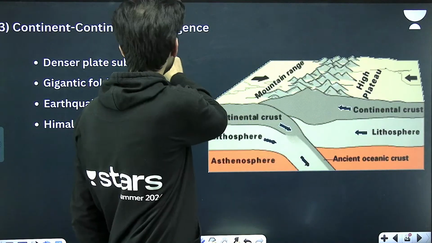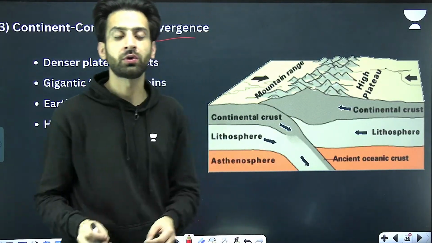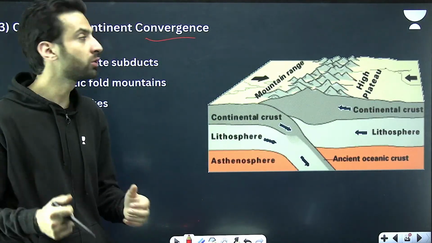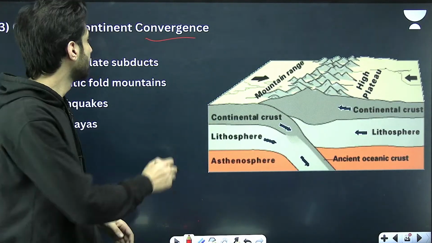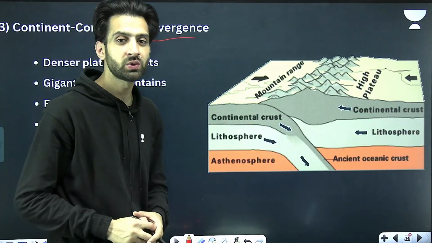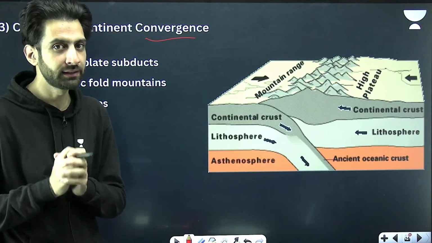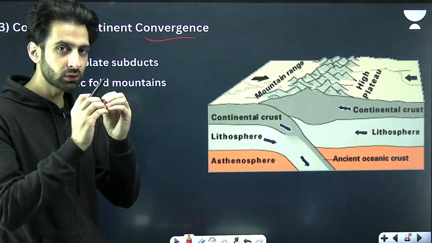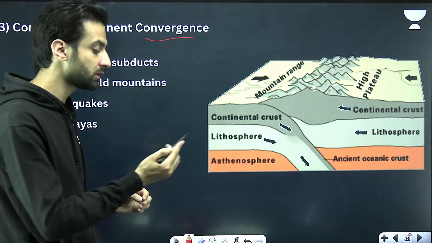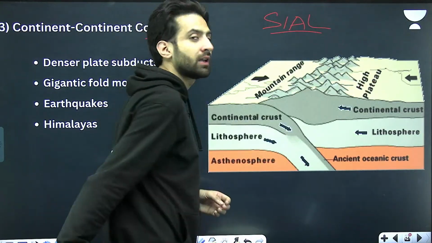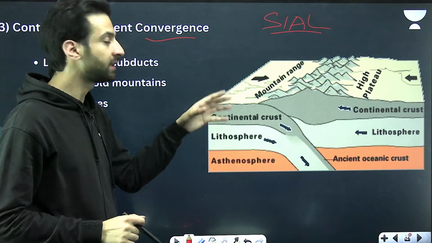Then we'll go to the continent-continent convergence. As you already learned about ocean-continent, now we'll go to continent-continent. In continent-continent convergence, you will find out one thing, because the continental plates are not that dense. As I already told you, the continental plates are less dense because of the presence of SiAl. Because of the presence of this, the continental plates are less dense.